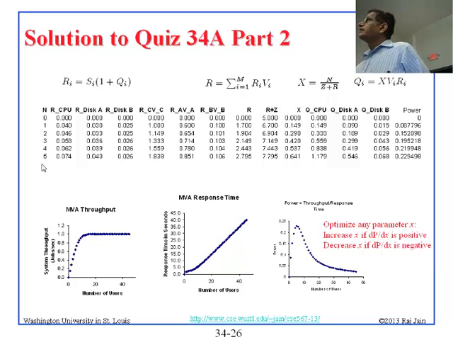All right. Now you start using the formula, because here you will say R_i is equal to S_i times 1 plus Q_i, and the Q_i is from the previous row. Then you get R by multiplying R_i V_i. Now here you multiply these values, then you get the total R. Then you get the total throughput, and then you calculate the Q_i using this formula.